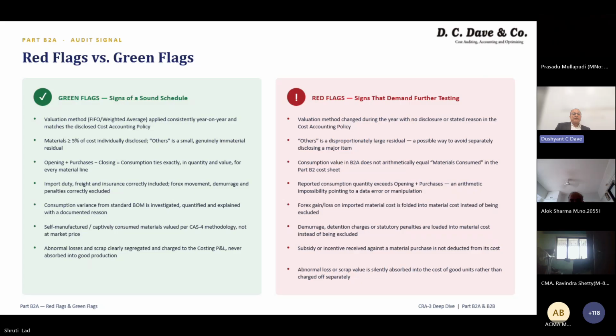And now we move to the final technical annexure for today's session. Part B2B relating to utility consumption.